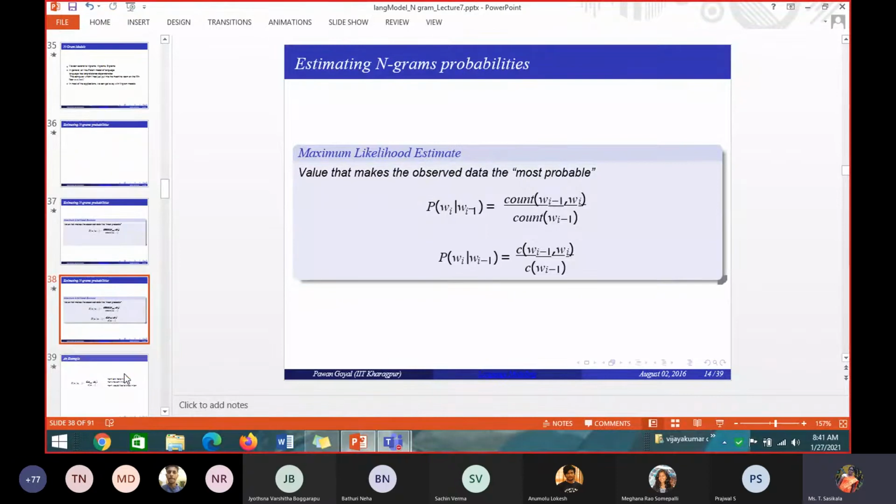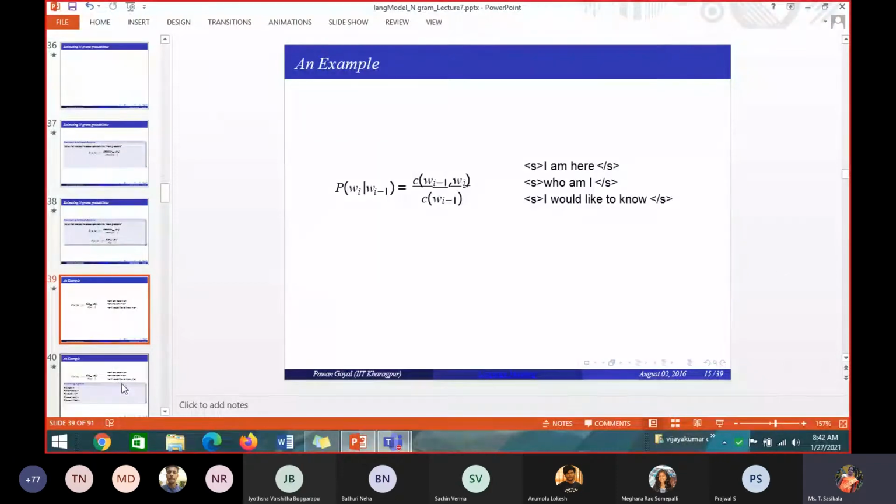Generally it is written as P of W_i given W_(i-1), where instead of count I am replacing it with C. C represents the count. C of W_(i-1), W_i divided by C of W_(i-1) gives the probability of W_i given W_(i-1). In shorter terms they have written it as C. So what is the formula? Maximum likelihood estimate: the probability of W_i given W_(i-1) is equal to count of W_(i-1), W_i divided by count of W_(i-1).